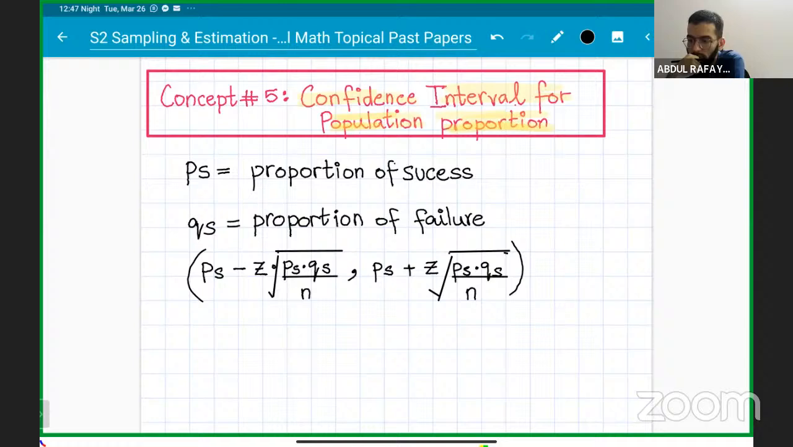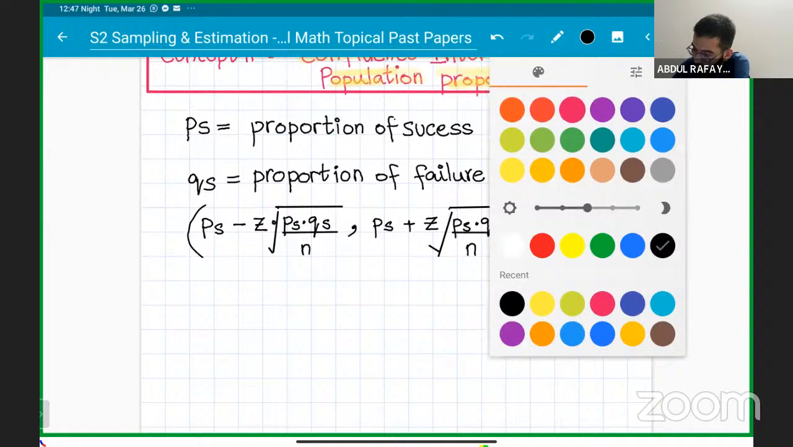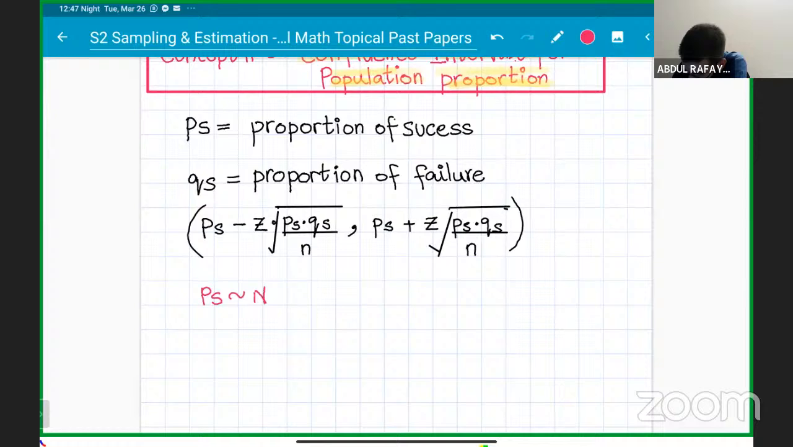So what we are saying here is that the proportion of success is going to follow a normal distribution. The proportion of success follows a normal distribution, where P, the probability of success, is the mean, and the variance is the probability of success multiplied by the probability of failure divided by N. In the sampling and estimation chapter, population proportion also will follow a normal distribution.